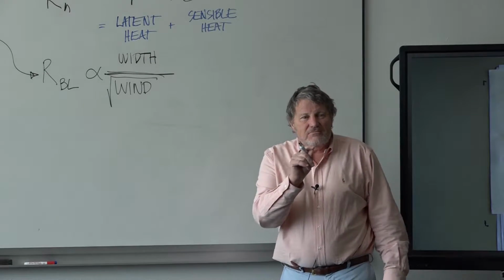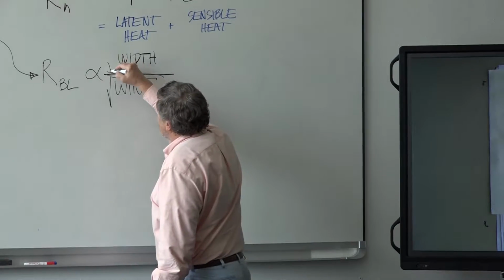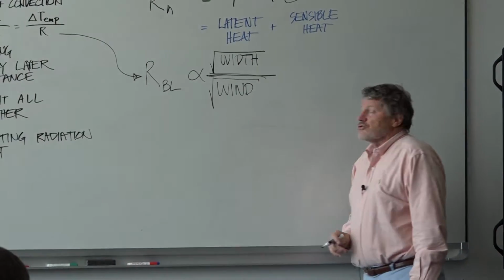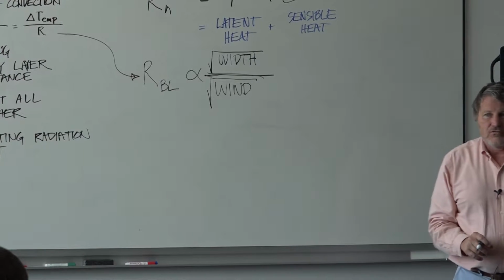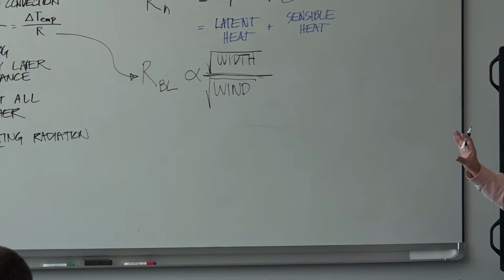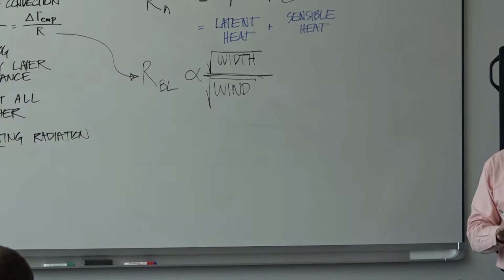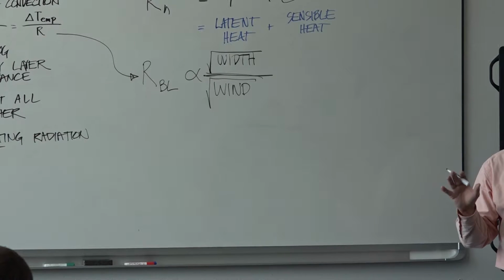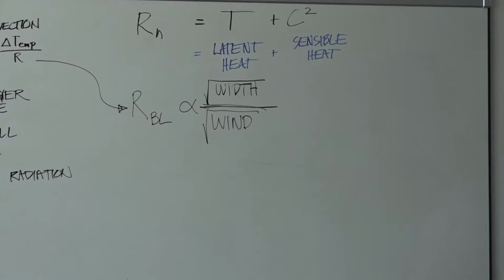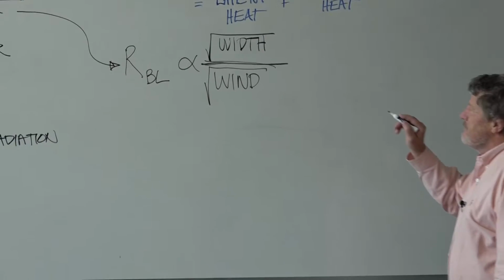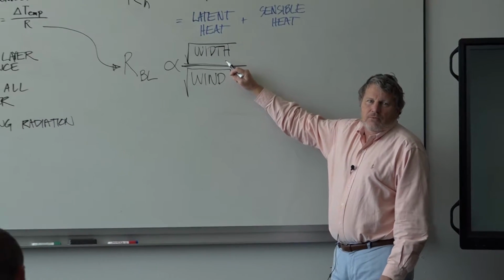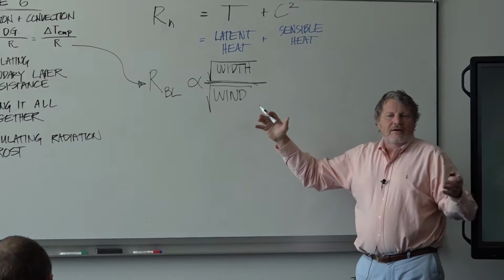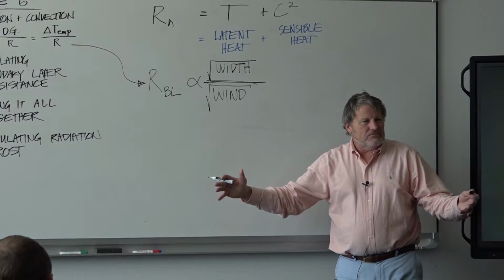Now, same thing as wind, it's also proportional to the square root of width. So these are the two variables in this that determine the heat transfer. They're both square roots, width and wind. Because it's proportional to width, now we look at shapes of leaves.